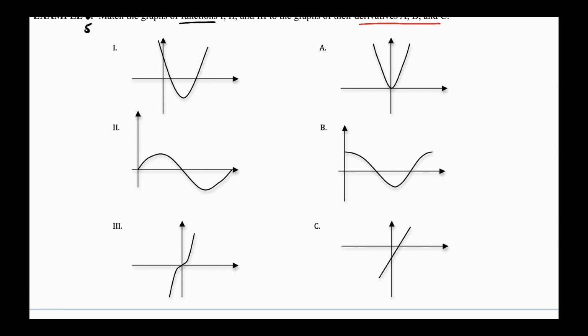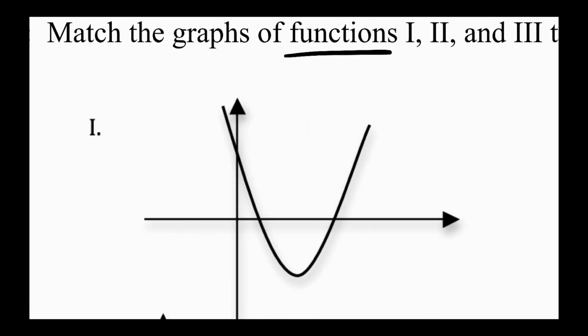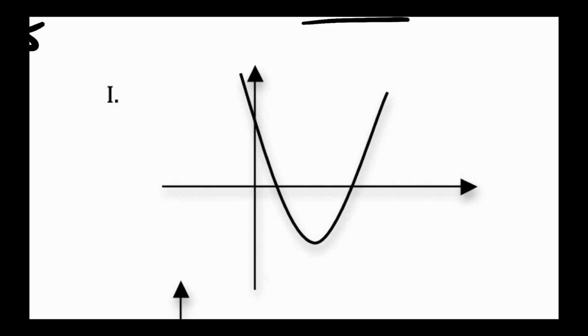So number 1, if I were to find the derivative graph, which one would it be? A, B, or C? So number 1 here, the one I'm looking at right now, that's the original graph. That's f of x. So if I were to find the derivative of that and then graph it, which one would it match? Would it match A, B, or C? Well, there's a couple different ways to do this. Depends on what type of problem they give you.